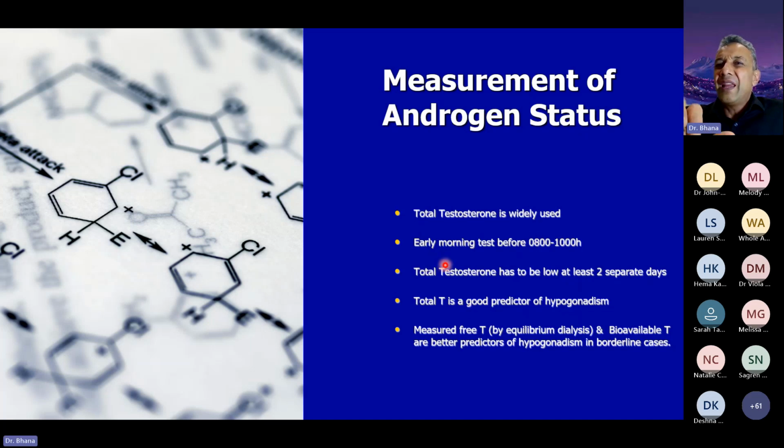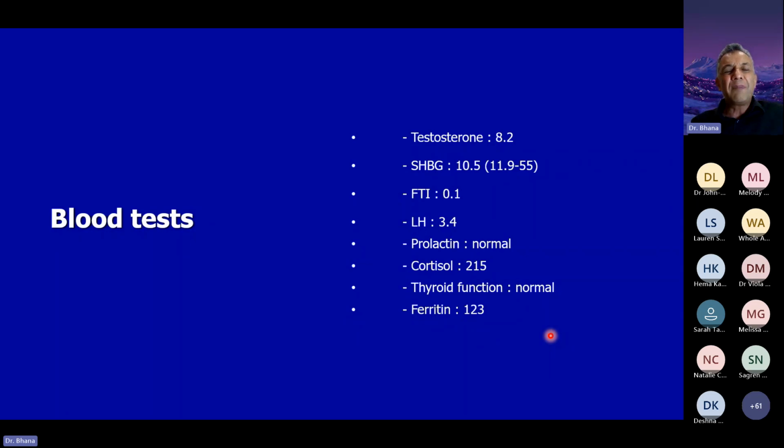Total testosterone has to be confirmed at least on 2 separate occasions. And total testosterone is an excellent predictor of hypogonadism. So it is only in borderline cases where the free testosterone or the bioavailable testosterone at the tissue level becomes important. So typically, this is what a blood test would look like. This particular client had a level of 8.2, which is obviously low. Normal is 12 to 27. Sex hormone binding globulin here is low.